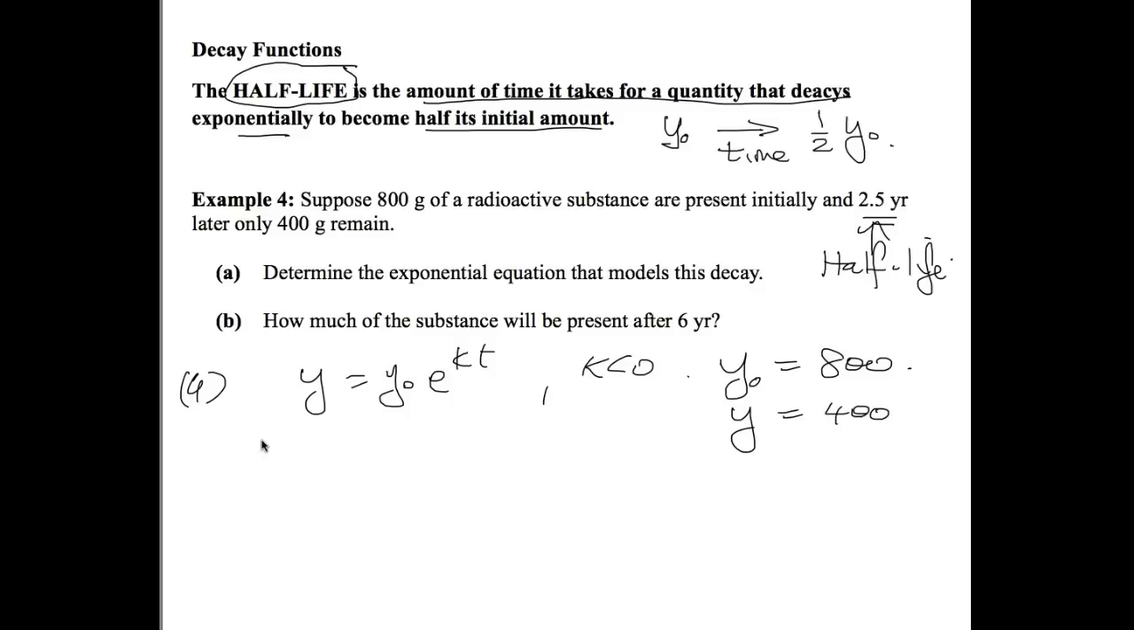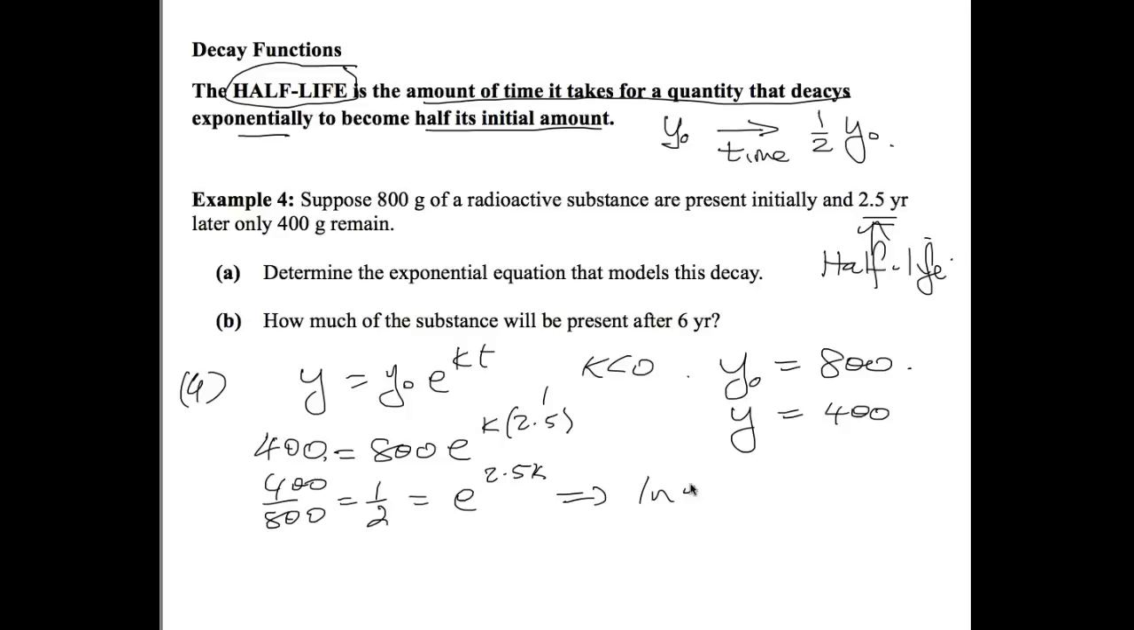Right, because it's taken 2.5 years to go from 800 to 400, which is half. Right, so what I have here is 400 is equal to 800 e to the k by 2.5. So dividing here, 400 divided by 800, which of course is a half, is equal to e to the 2.5k. So if I take the ln of both sides, the ln undoes the e, so I've got 2.5k is equal to the ln of a half. So k is equal to the ln of a half divided by 2.5.